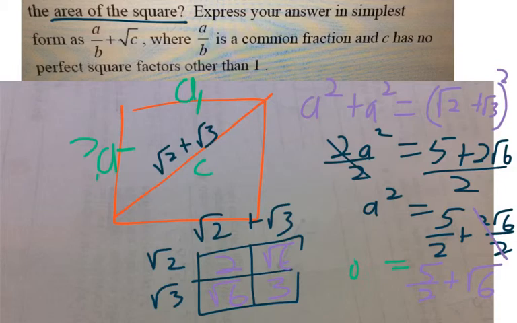Now, if you're reading carefully, all you need is the area of the square. And the area of the square is just a times a, which is a squared. So we've already found the area of the square, and it says a and b have to be a common fraction. Well, we have a common fraction, 5 over 2, and c is not a perfect square. So it is root 6. So we are done. This is our final answer right here: 5 over 2 plus root 6.